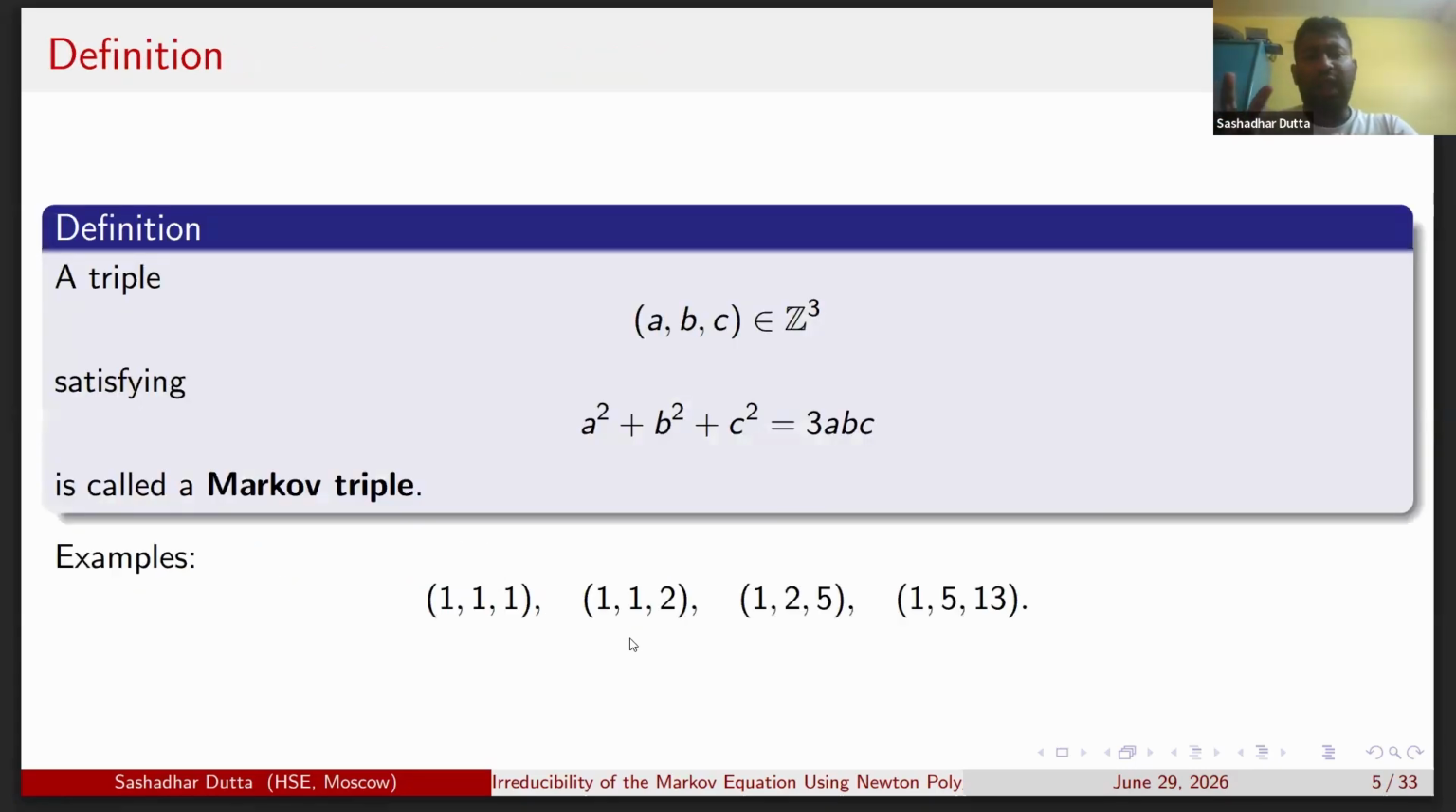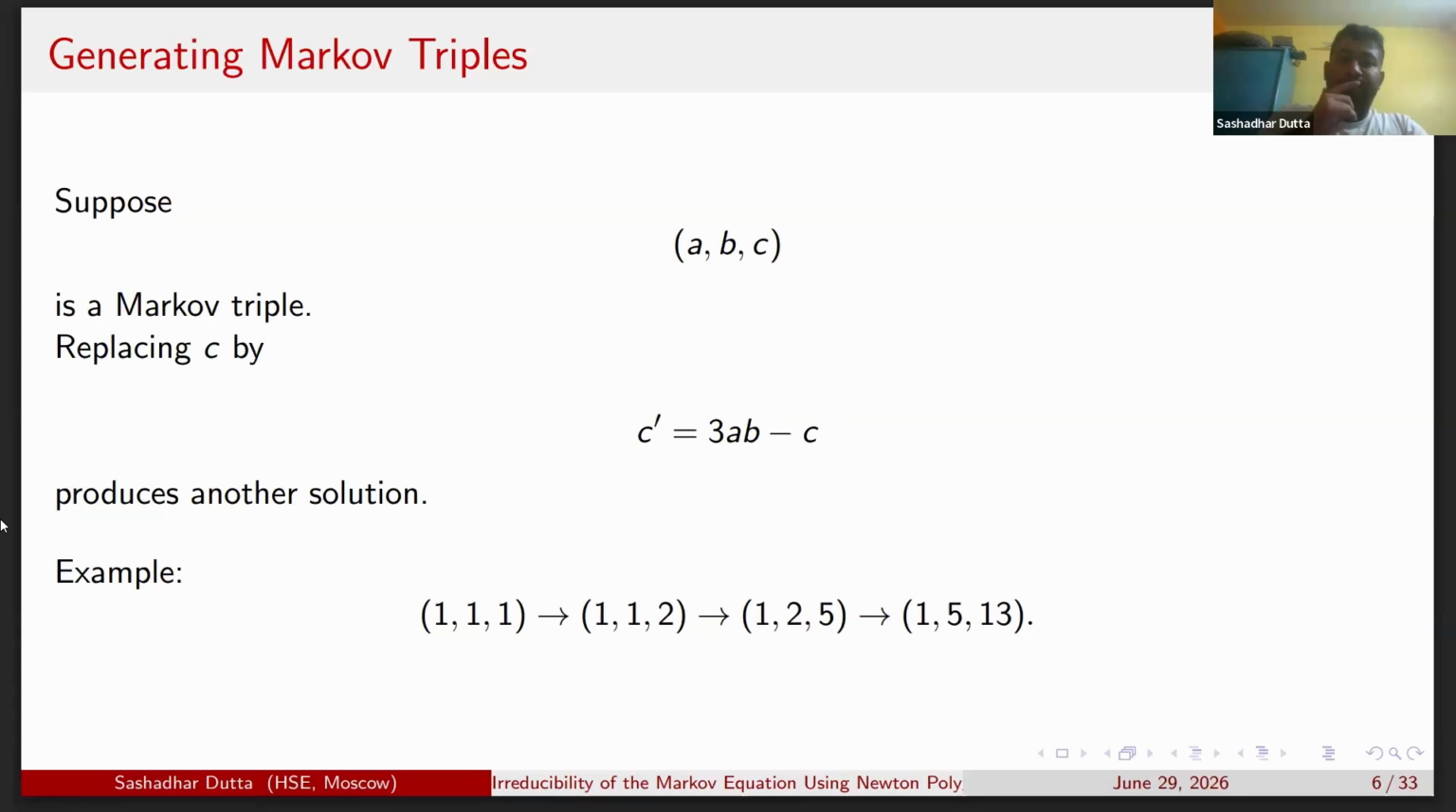Now I have to tell you about Markov triples. Suppose I choose A, B, C from Z cubed, and if it satisfies the Markov equation, then A, B, C is called a Markov triple. The first Markov triple is 1, 1, 1. Also 0, 0, 0 satisfies it. Then 1, 1, 2, 1, 2, 5, and so on.